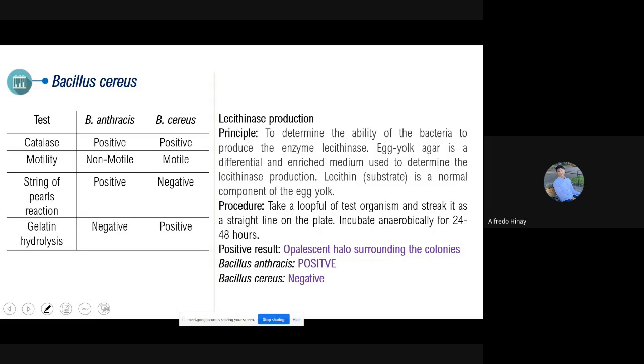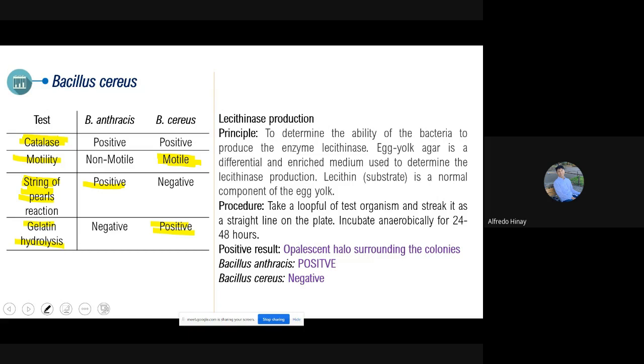So for the catalase test, class, both are positive. With motility, class, si Bacillus cereus lang yung gumagalaw, non-motile si anthracis. For string of pearls reaction, class, positive si Bacillus anthracis. Your string of pearls is also observed and used with your Vibrio, class. Then you have your gelatin hydrolysis, class, positive for Bacillus cereus. So si Bacillus cereus, class, kumakain ng gelatin. Si anthracis hindi. And of course, you have your lecithinase production.